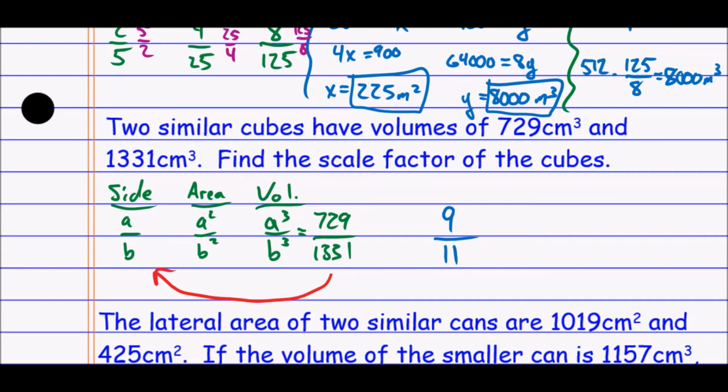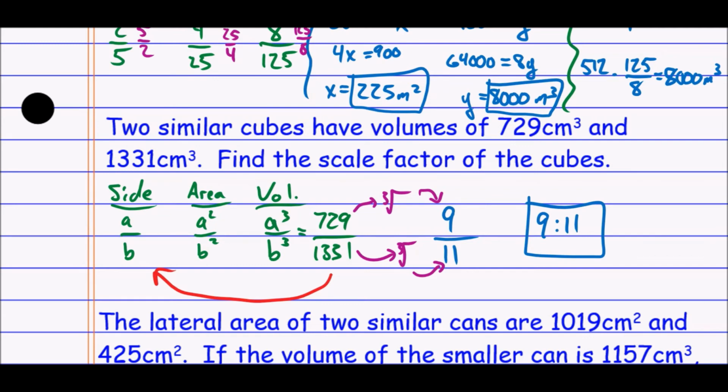Okay, so I just take the cube root of each of these guys on my calculator, and I end up with a 9 and an 11. And so essentially that's my scale factor, okay? The ratio of the sides is going to be 9 to 11. And I could write it like this, 9 to 11 from the smaller one to the bigger one, okay? That's my scale factor, all right?